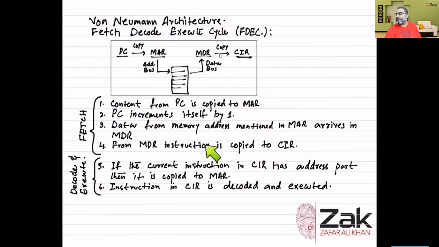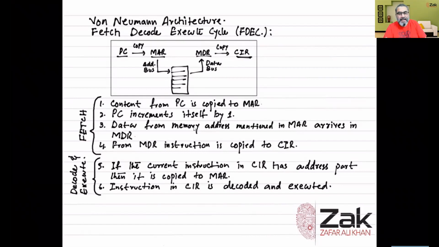In this case, the content is the instruction itself. From the MDR, the instruction is then copied to the CIR. This is called fetch. If the instruction has an address part in it, like I just discussed, LDD 56, then 56 is the address part. It means the system requires the data from 56 so that it can be loaded to the accumulator and used further. LDD 56 means load directly from address 56. We will discuss these instructions in the next lecture.